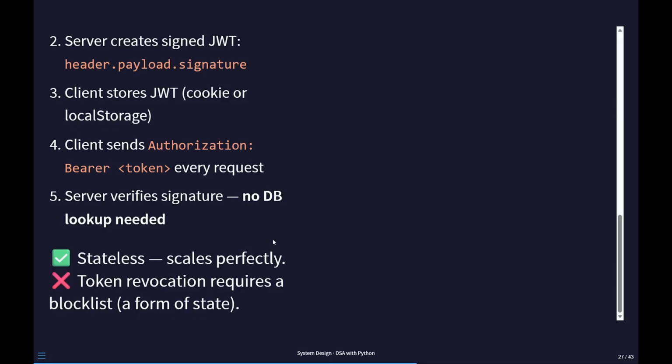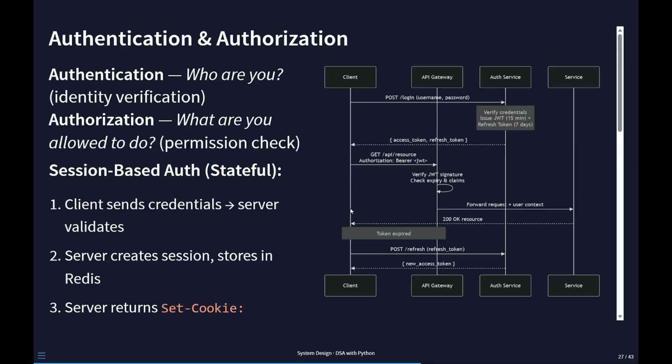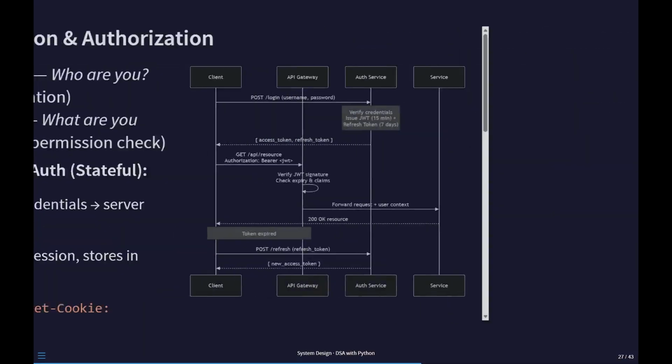The caveat. If you need to revoke a JWT before it expires, say, because a user logs out or their account is compromised, you need a token block list in Redis, which is a form of state, partially recreating the session problem. Click the sequence diagram shows the full JWT login and refresh flow.